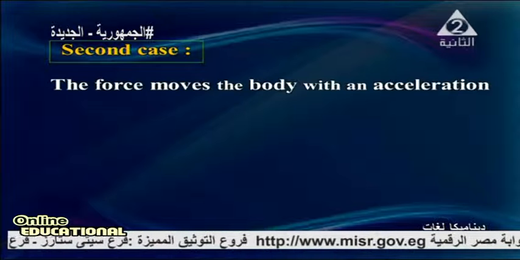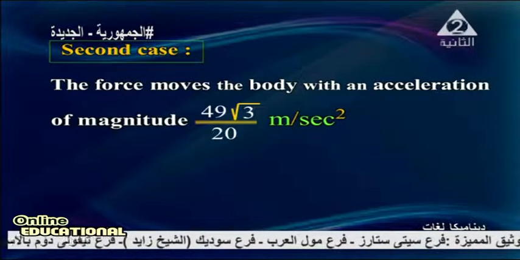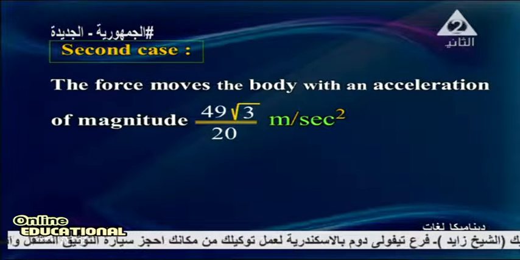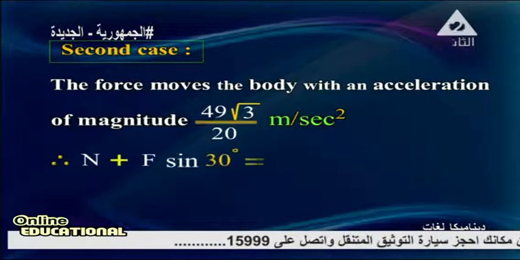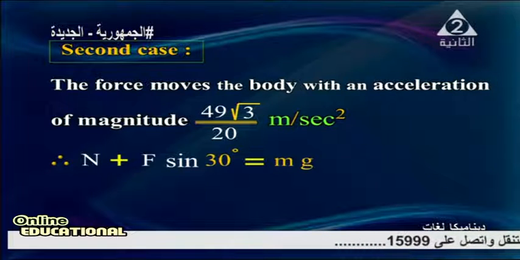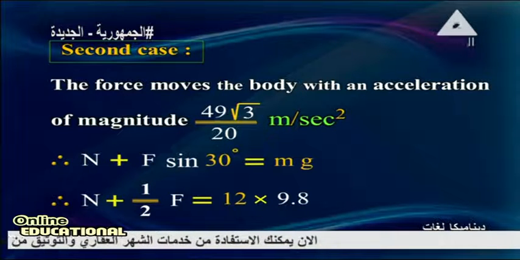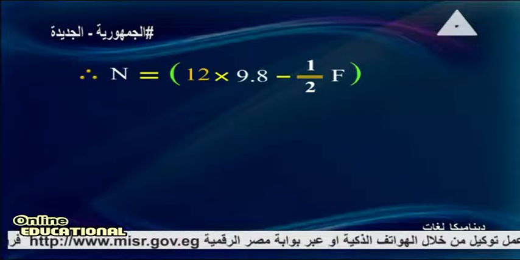the force moves the body with an acceleration of magnitude 49 root 3 over 20 meter per second square. What is the equation of motion in this case? Yes, N plus F sine 30 equals mg. That means that N plus half F equals 12 times 9.8. Then N equals 12 times 9.8 minus half F.